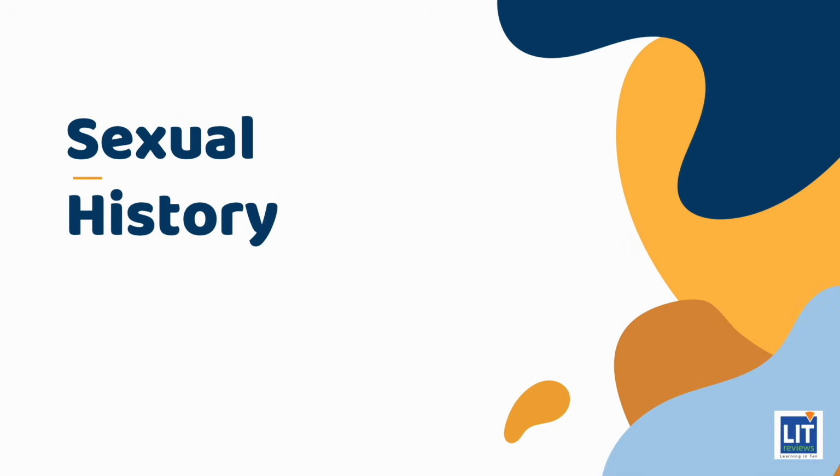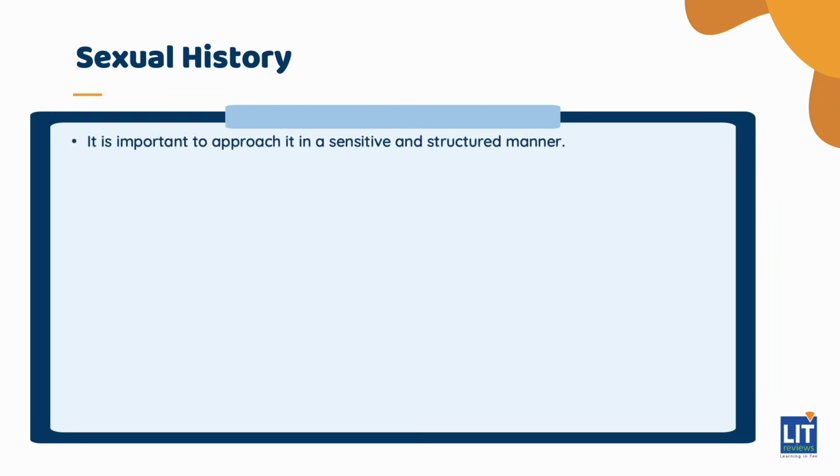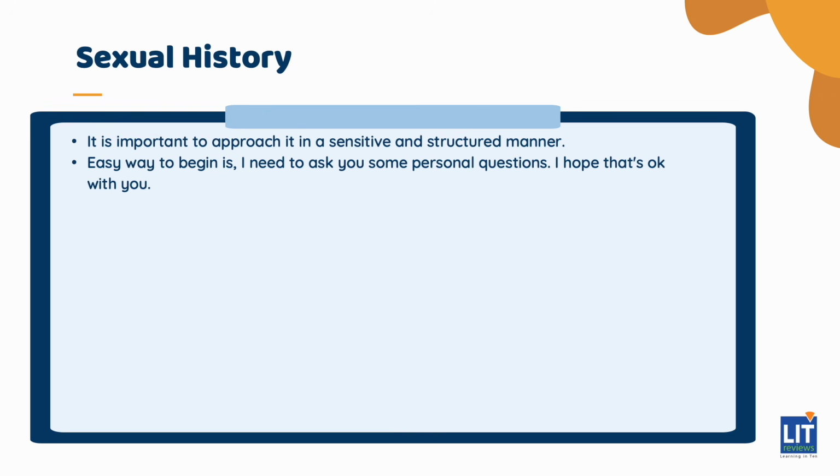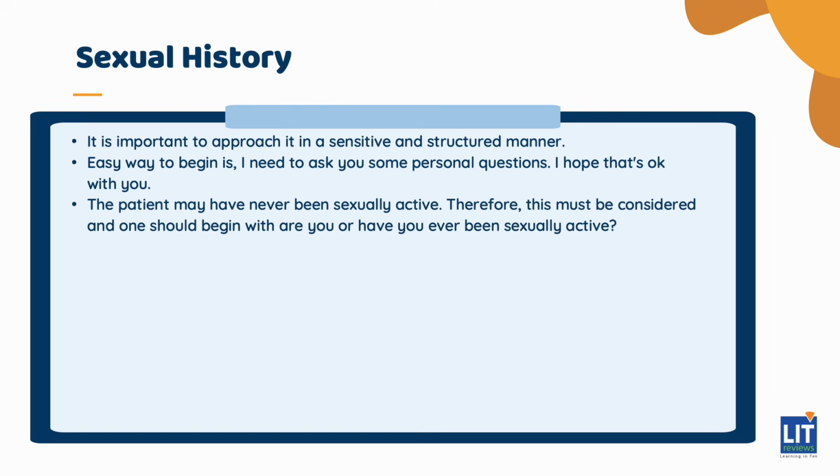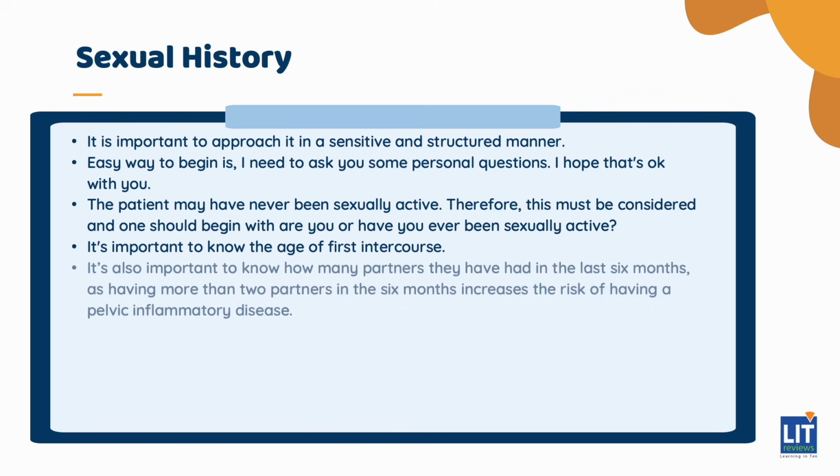Sexual history can often be intimidating. It's important to approach it in a sensitive and structured manner. An easy way to begin is by telling the patient that you need to ask them some personal questions. The patient may have never been sexually active before. Hence, one should begin with, "Are you or have you ever been sexually active?" It's important to know the age of first intercourse. Therefore, this should be documented.